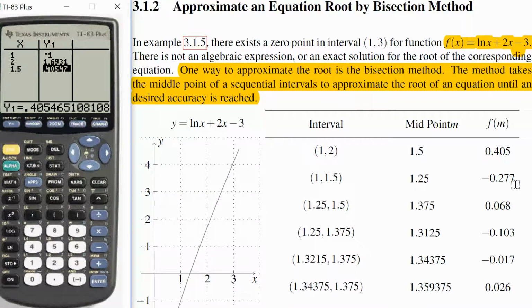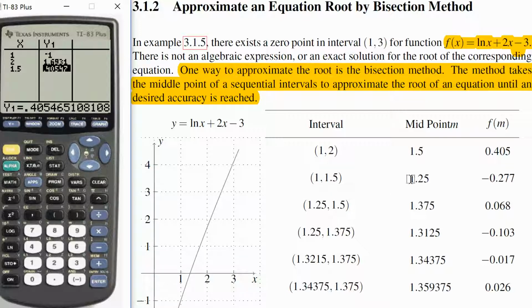Now this 0.405 is not 0, so apparently 1.5 cannot be the root. But we know if you plug 1.5 in here, you get a positive value, so it's somewhere above the x-axis. Then the root must be between 1 and 1.5. So then you choose this interval.